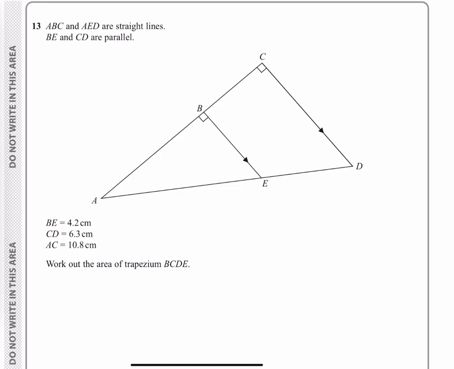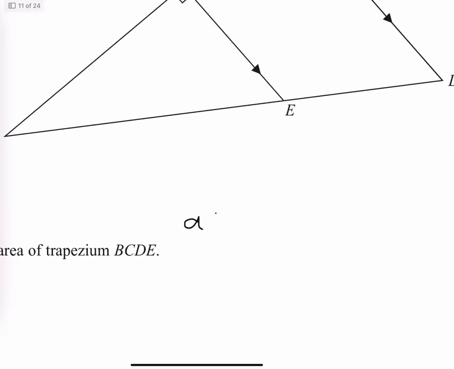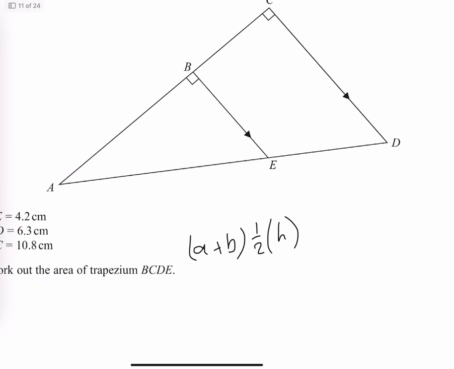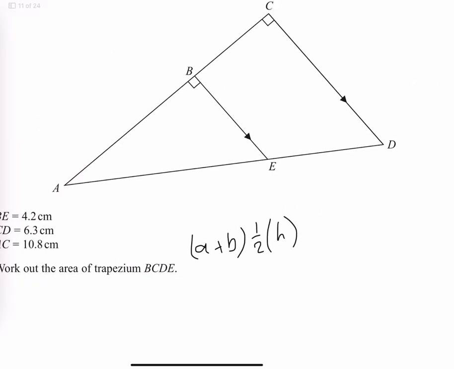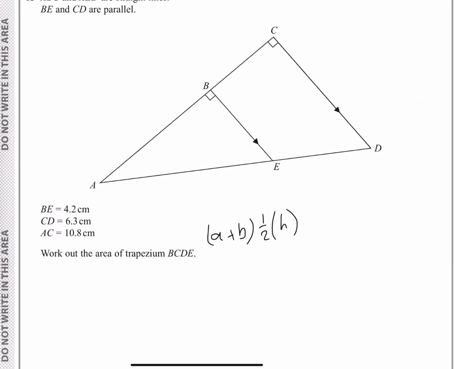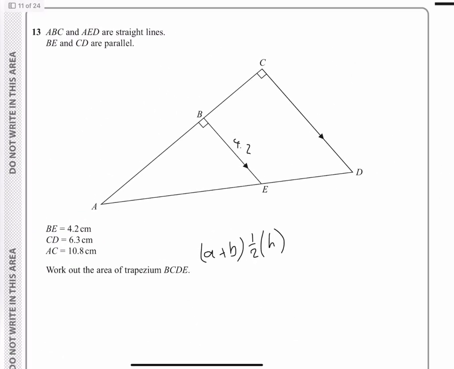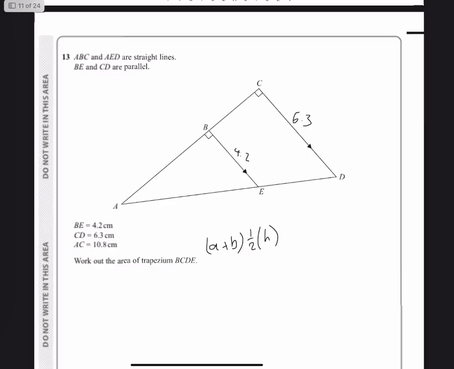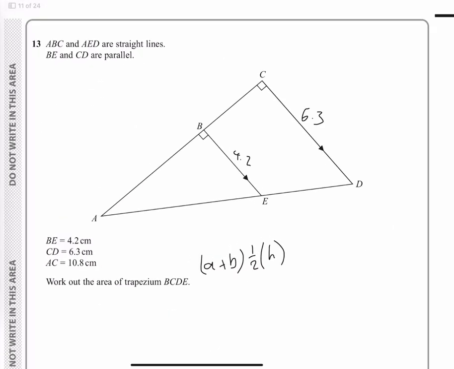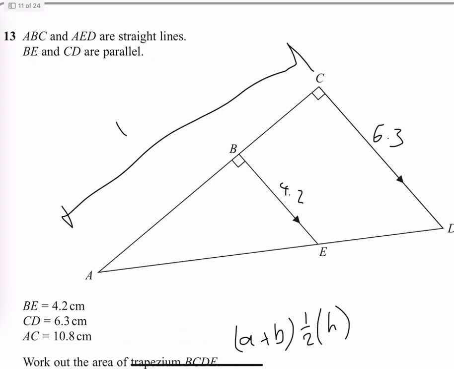Ooh, an interesting question. Okay, so what's the area of a trapezium? It's a plus b times half times height. So that's what we need to work out, essentially. So we have BE. They give us A already. They give us CD. Again, very nice of them. And they give us AC, which is that whole length here, 10.8.